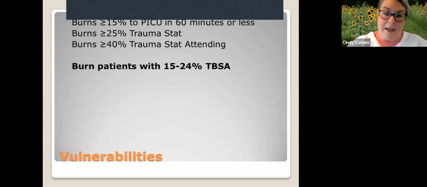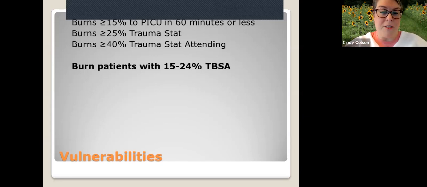And then the kids would come in and their burns would be like 5% and they don't need the trauma bay. So this is just something to think of in the back of your mind: if you have a burn patient that is 15 to 24%, you want to call it a trauma, feel free, because we really don't want to debride kids that have a burn 15% or greater in the ER.